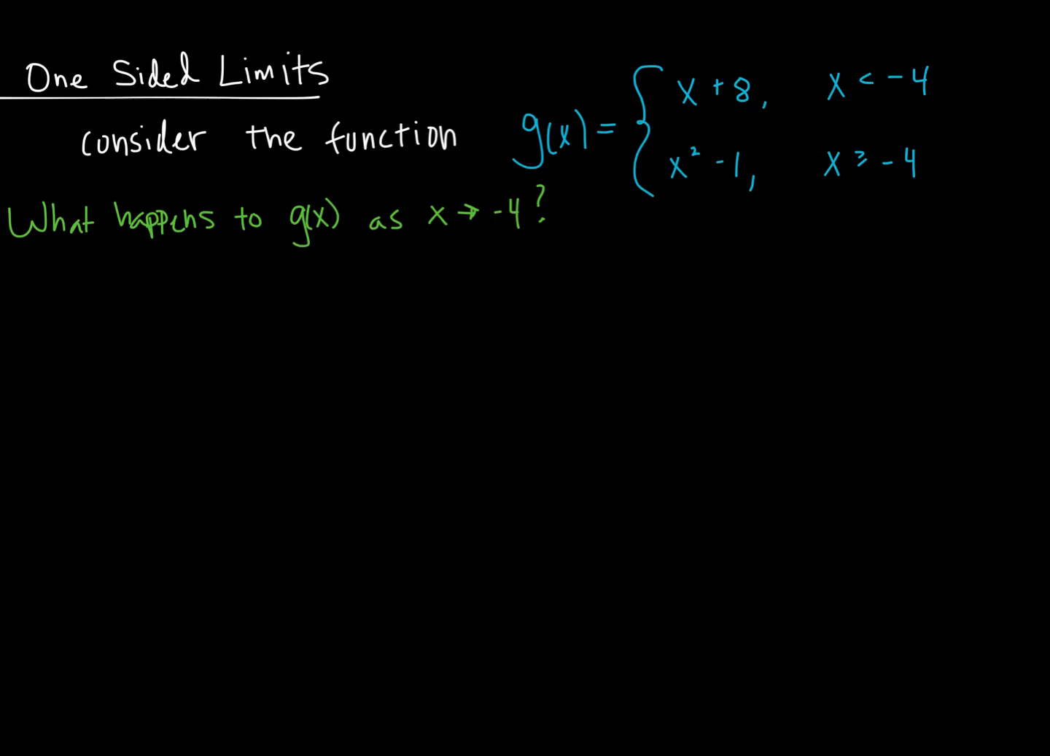Piecewise functions can be really helpful in describing situations where something behaves one way for a little bit, and then all of a sudden it changes and behaves a different way. And so our question is, what happens to g of x? In other words, how is it behaving as x approaches -4? So go ahead and give that one a try.